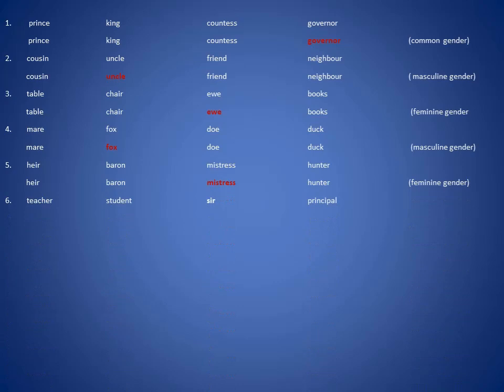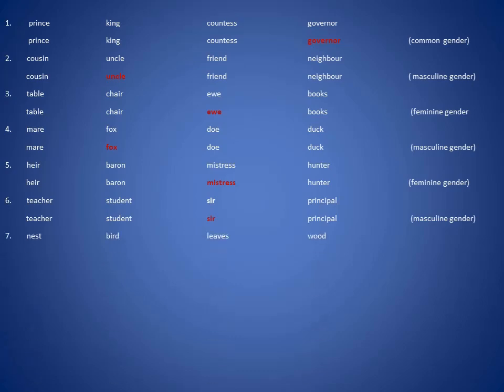Teacher, student, sir, principal. So here teacher, student and principal, these 3 are coming under common gender, but sir is coming under masculine gender. So here sir is the odd one and the reason is it's a masculine gender.